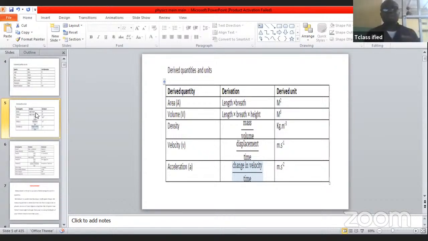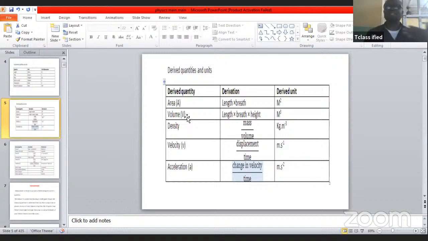So derived quantities and units are gotten from basic quantities or from the fundamental quantities by either multiplication or division. So you can see this is m squared, meaning that this is meters times 2. So you're multiplying 2 meters to derive area. And that's why we say that area is length times breadth. For volume, you're multiplying 3 lengths to get volume. And those 3 lengths are the length, breadth, and height.